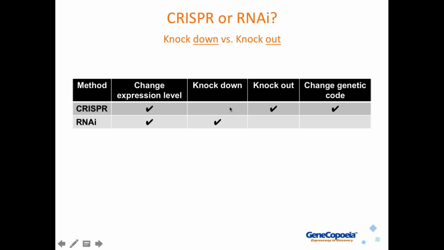On the other hand, CRISPR is designed to knock genes out. That's because it causes a permanent change in the genetic code. Like I said, you get double-strand breaks, which can lead to frameshift mutations. That is not the case, of course, for RNAi, which, as I'm sure you know, acts post-transcriptionally or post-translationally on the mRNA.